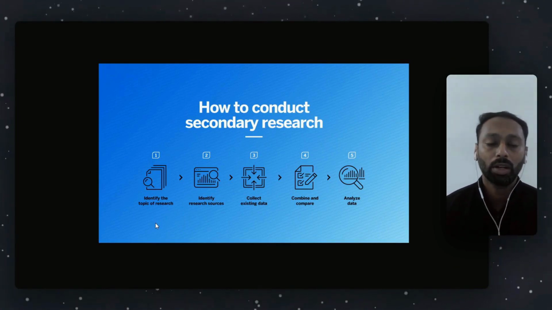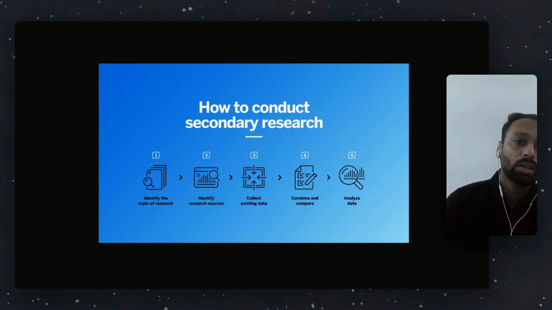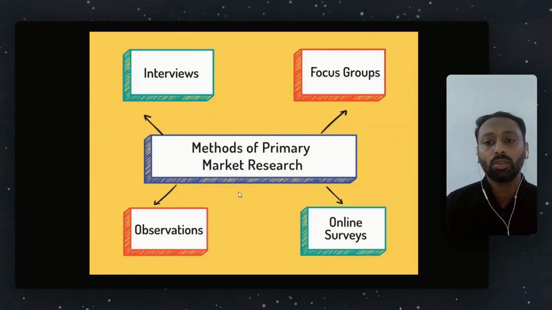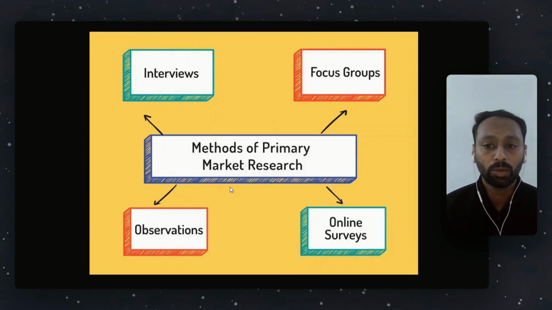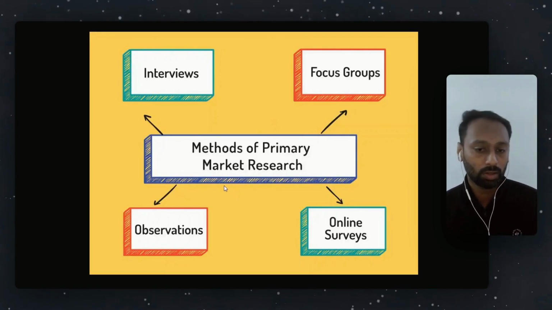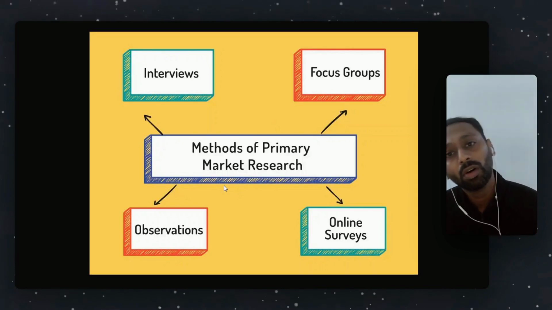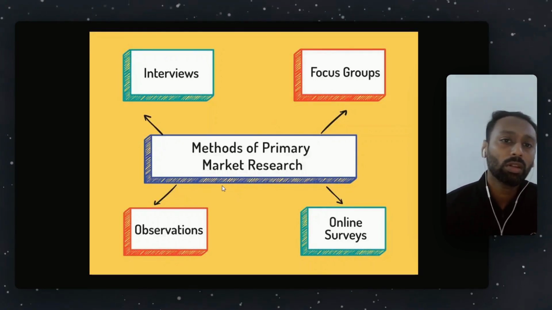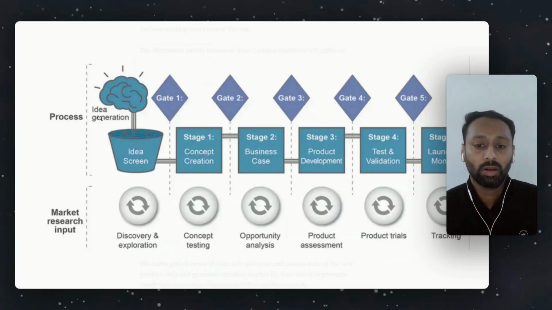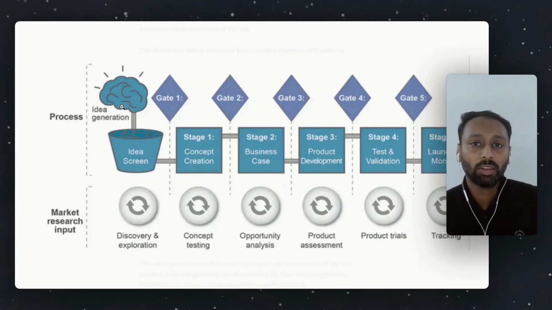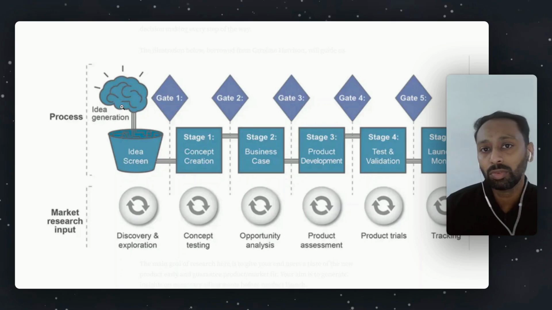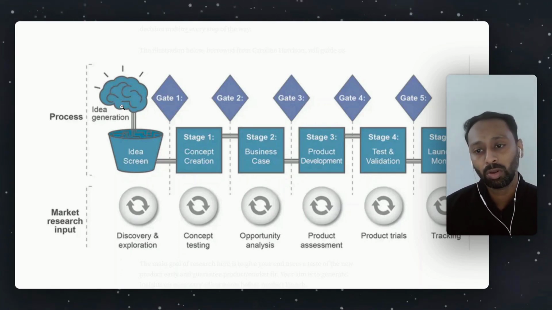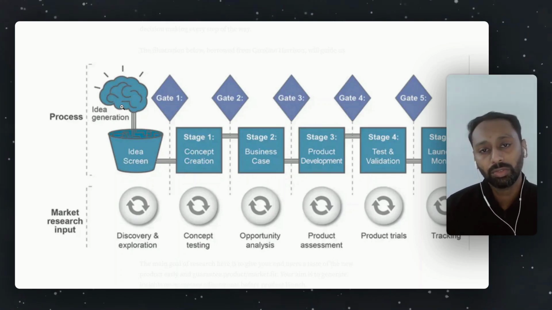That's the first method. The second method is where you try to do a very specific kind of market research using things like interviews, focus groups, observations, online surveys, right? So these are the two types of market research you do. And typically, if you ask me, both these things are combined in the entire process, throughout the different stages, right? So this is largely the idea in terms of what kind of research goes into the product development process and what happens in each different stage.